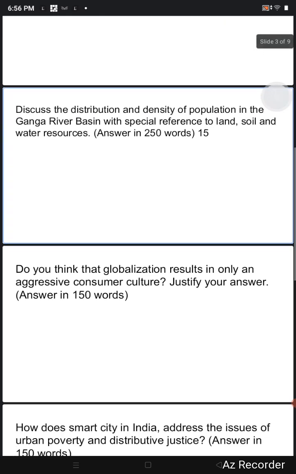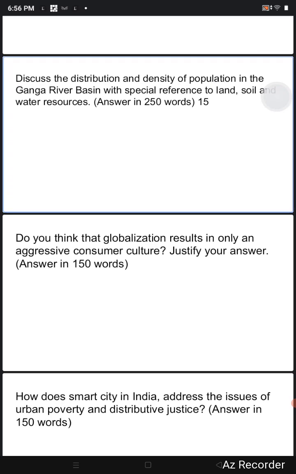The next is, do you think that globalization results in only an aggressive consumer culture? Justify your answer. This is again a very tricky question because you have to justify it. You have to show both sides, and then you have to justify it.